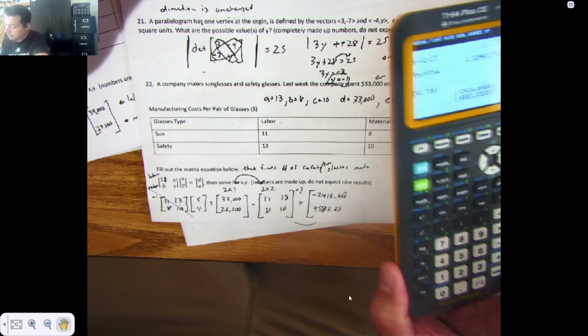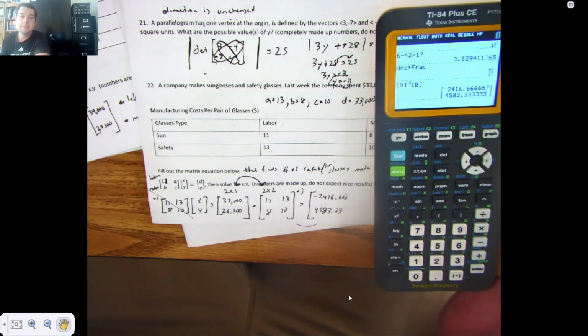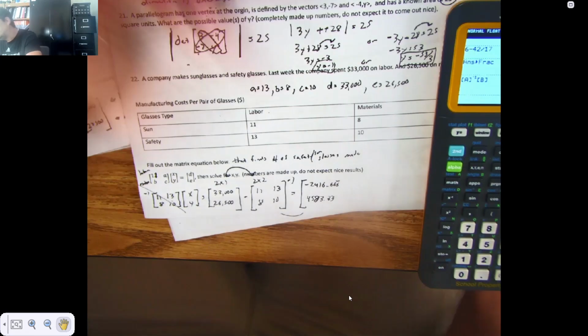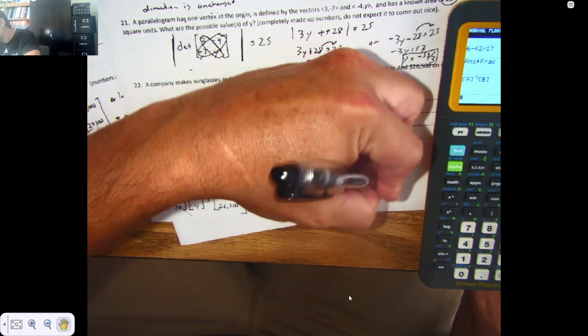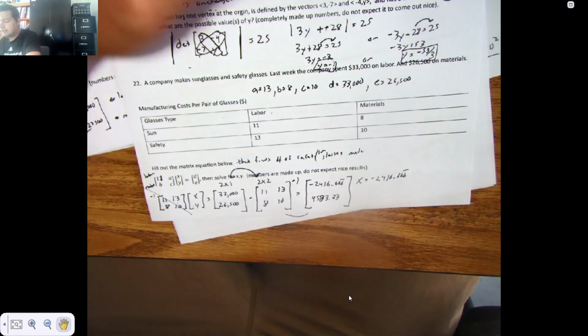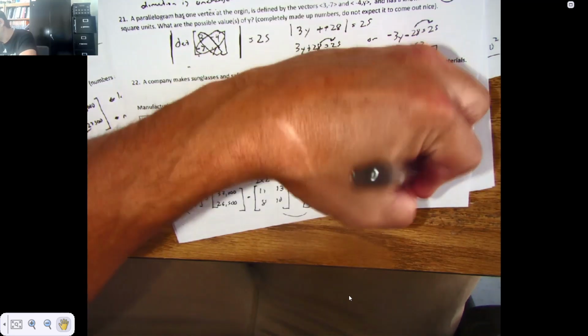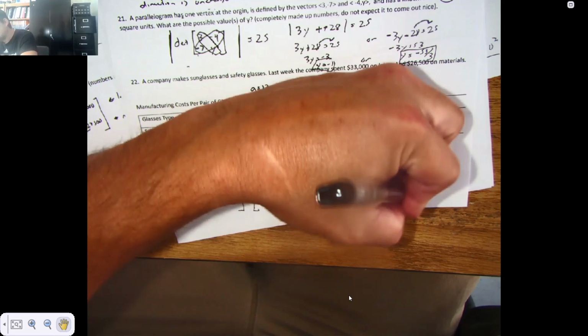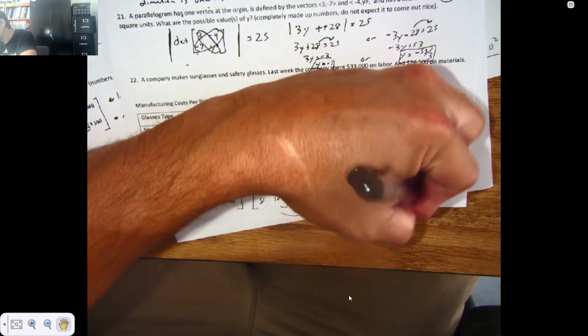I am not surprised because I made some numbers up. Do not expect it to come out nice. Evidently, X is 2416.666 forever. And that is the number of sunglasses made. Y is 4,583.33, and that is the number of safety glasses.